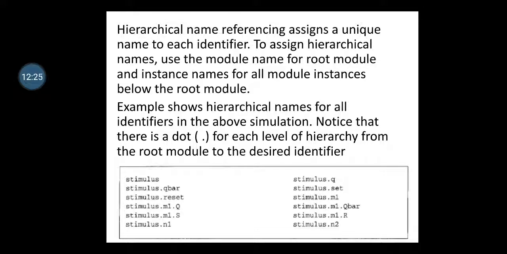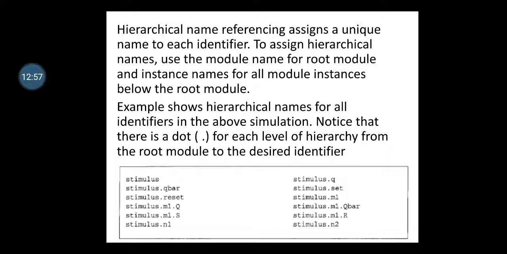To assign hierarchical names, use the module name for the root module and instance names for all module instances below the root module. I hope you have understood now. The example shows the hierarchical names for all the identifiers in the above simulation. Notice that there is a dot for each level of hierarchy from the root module to the desired module.